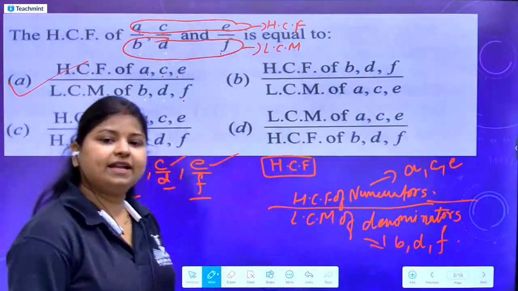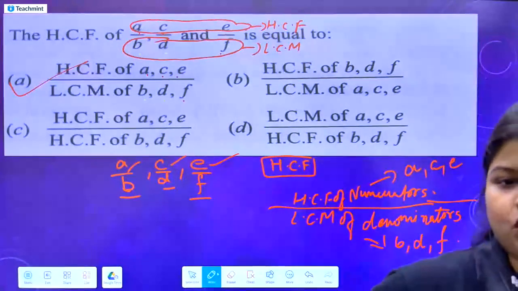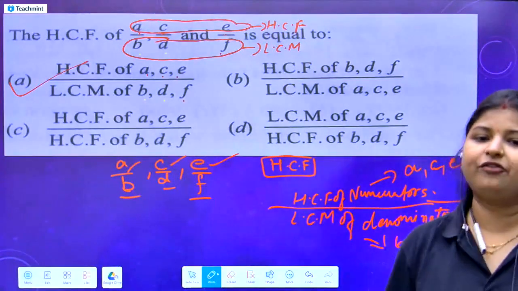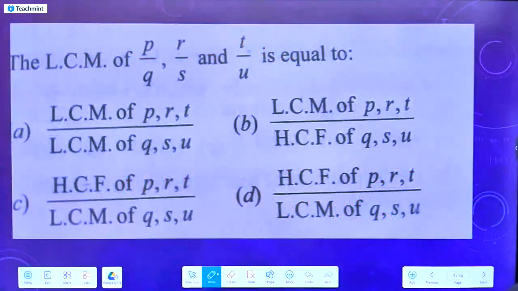Any doubts? Anyone, any doubts? No? Okay. If no, then next question you will answer in poll. Quickly. You have to answer in poll. Here you go. Read the question carefully.